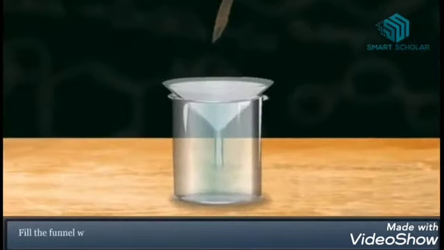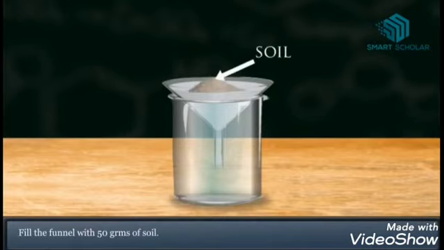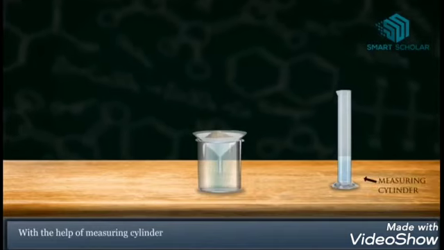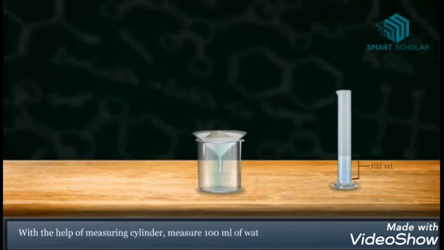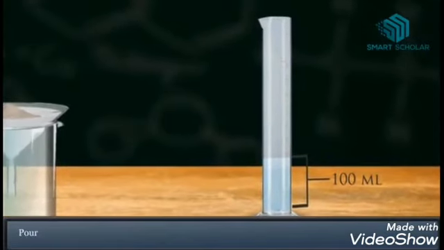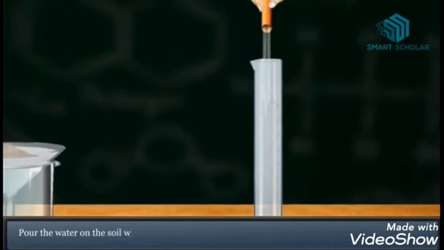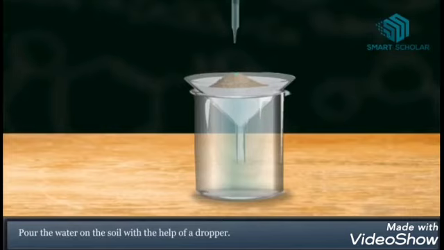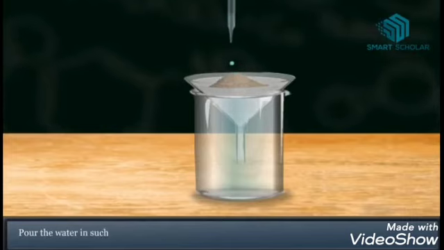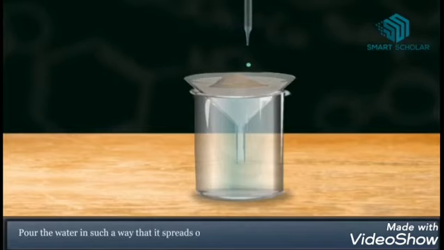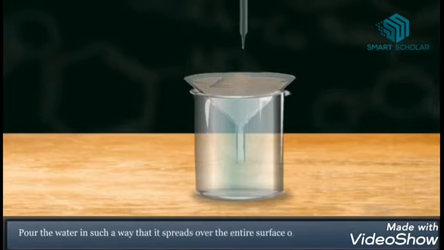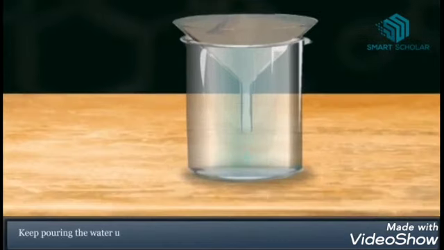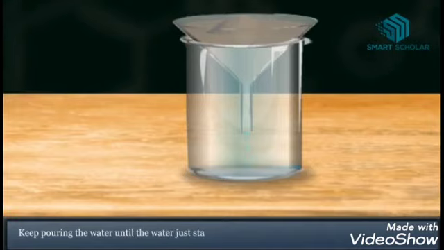Fill the funnel with 50 grams of soil. With the help of a measuring cylinder, measure 100 milliliters of water. Pour the water on the soil with the help of a dropper. Pour the water in such a way that it spreads over the entire surface of soil. Keep pouring the water until the water just starts dripping from the funnel.